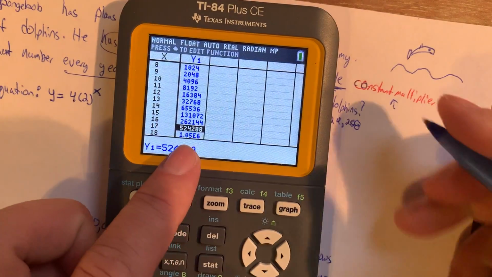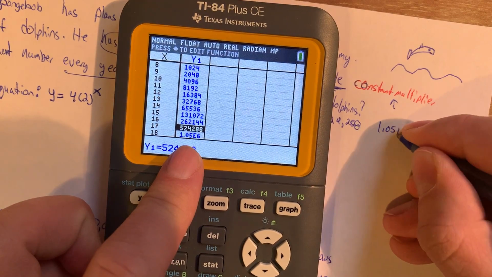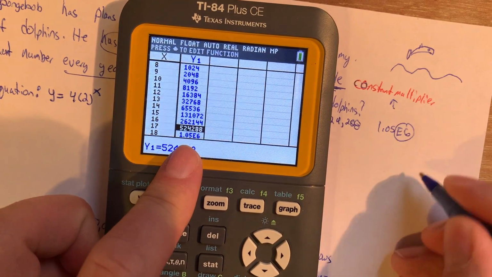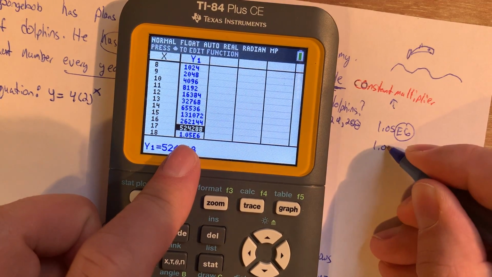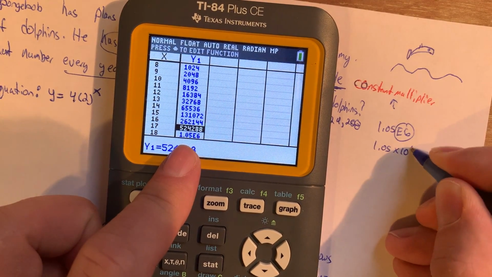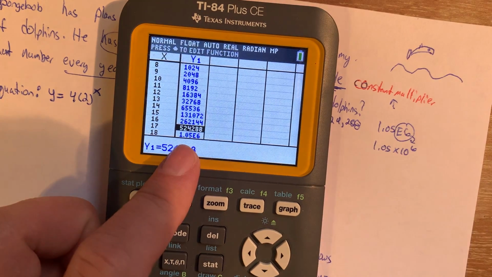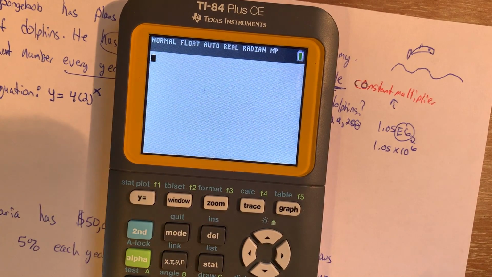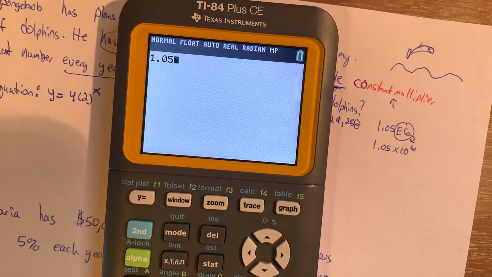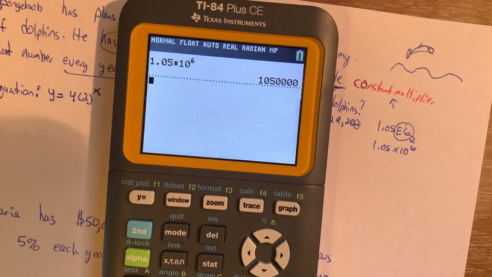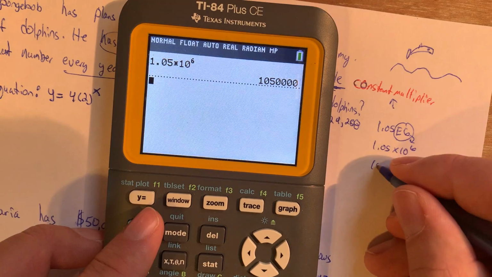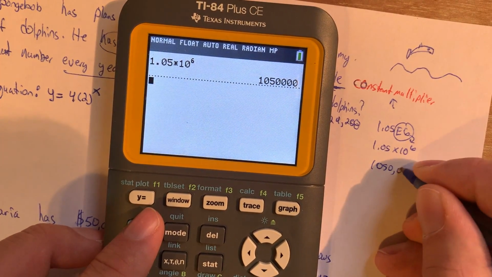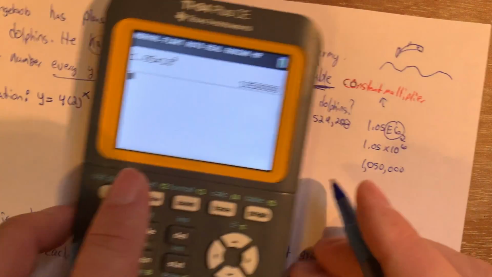The next number in here is 1.05 E6. This E6 does not mean the number is 1.05. This is 1.05 times 10 to the 6th power. That's what E6 means. So check it out. So 1.05 times 10 to the 6th power. It's because your calculator can't fit a certain number of numbers. So this is 1050, like that. And this is actually rounded.